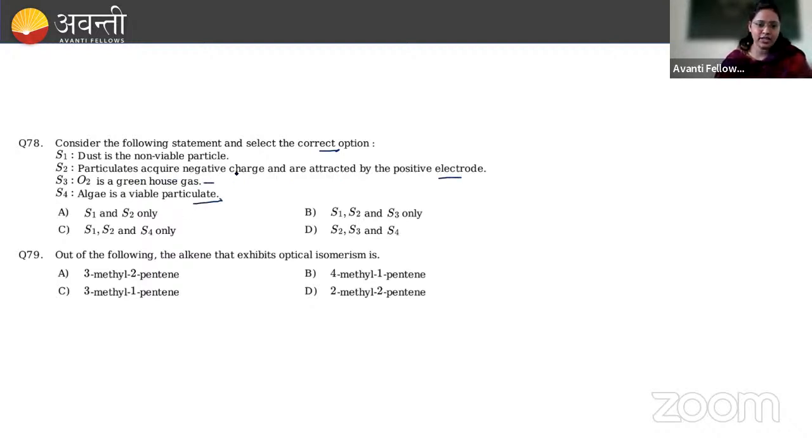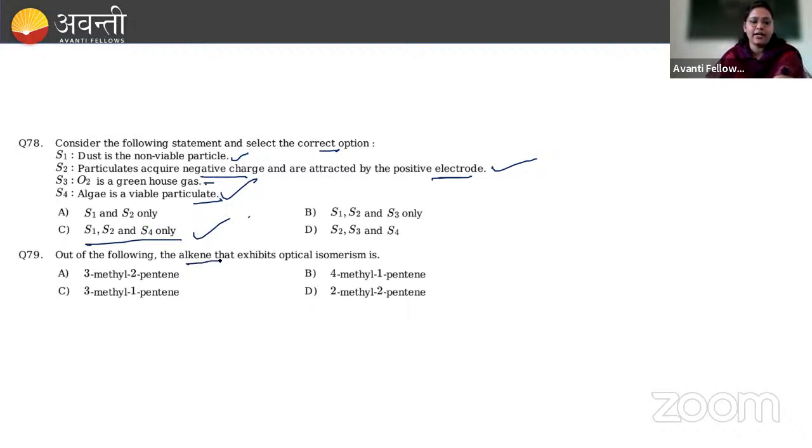So here the first statement, that is, dust is non-viable particle. This is a correct statement. Okay. The second statement is again correct. Negative particles are attracted towards a positive electrode. This is again correct. O2 is a greenhouse gas. This is not correct. Okay. O2 greenhouse gas नहीं है. Next, algae is viable particulate. This is again correct. So S1, S2 और S4 ये तीन स्टेटमेंट हमारे करेक्ट है, इसलिए हमारा करेक्ट ऑप्शन क्या आ जाएगा यहाँ पे 78.